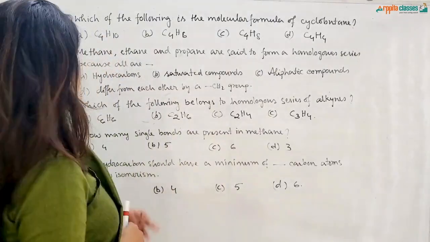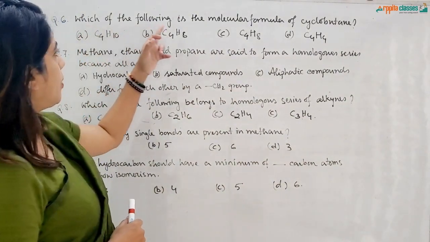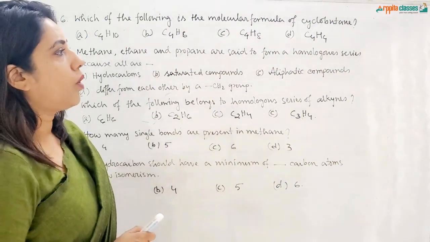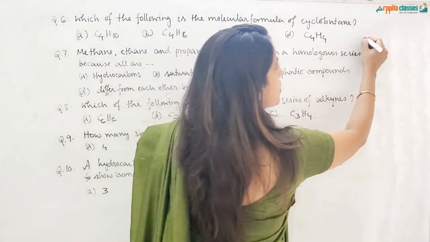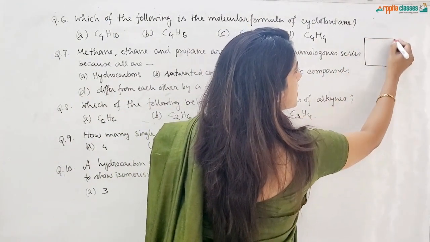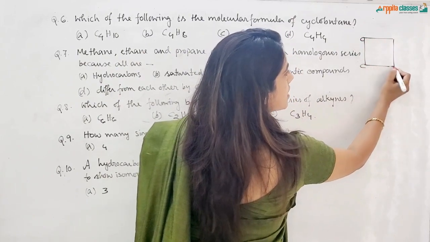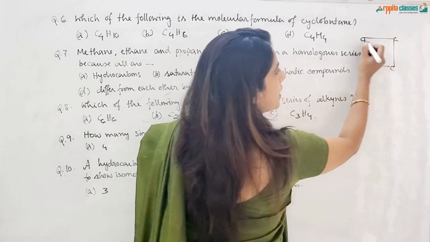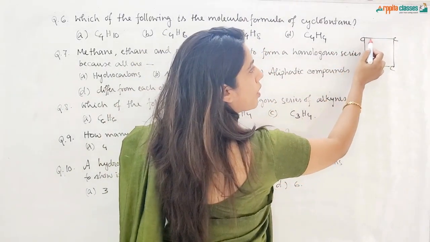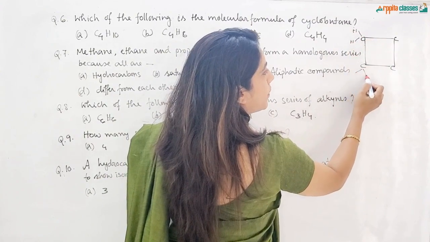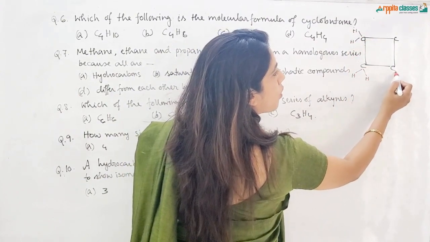So the next question, number 6, is, which of the following is the molecular formula of cyclobutane? Now what is cyclobutane? If I draw the structure of cyclobutane, this is cyclobutane. All these corners are carbon. So these are all carbons. Now if you see this carbon, there are 2 bonds already. So another 2 bonds will be occupied by hydrogen. These 2 will be occupied by hydrogen.